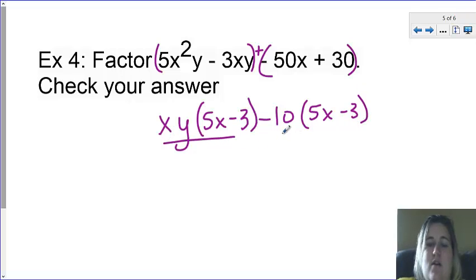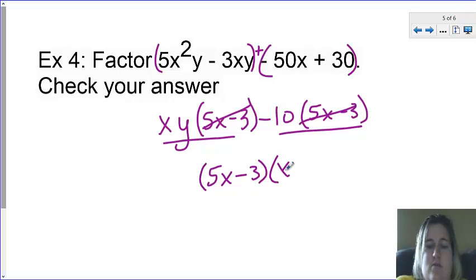So I have these two. Now I'm going to factor those out because they're the same, those quantities. And then that leaves me with xy minus 10. That's my final answer. I'm not going to make you check that one. Hopefully you get the point.